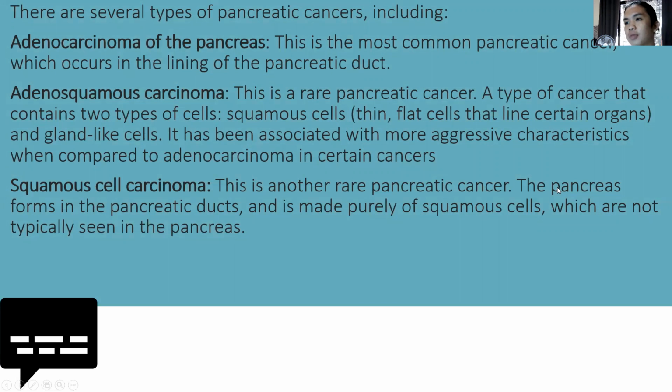Adenosquamous carcinoma is a rare pancreatic cancer. This type of cancer contains two types of cells, squamous cells and gland-like cells. It has been associated with more aggressive characteristics when compared to adenocarcinoma in certain things. Squamous cell carcinoma is also a rare pancreatic cancer. It is made up purely of squamous cells, which are not typically seen in the pancreas.